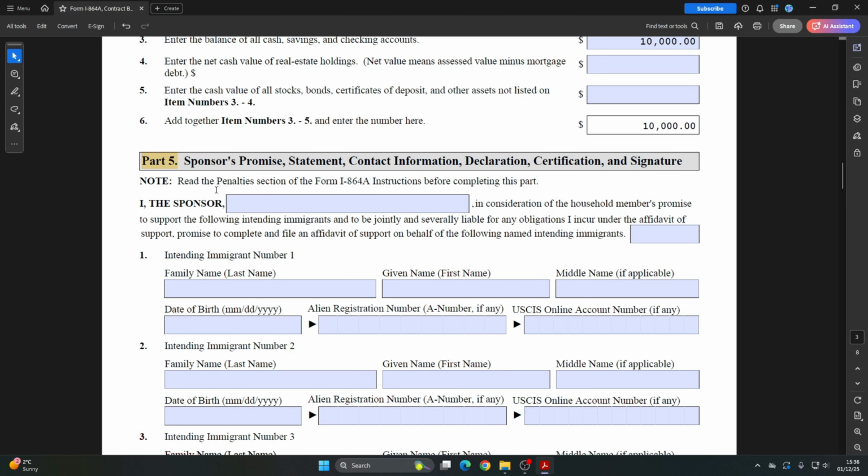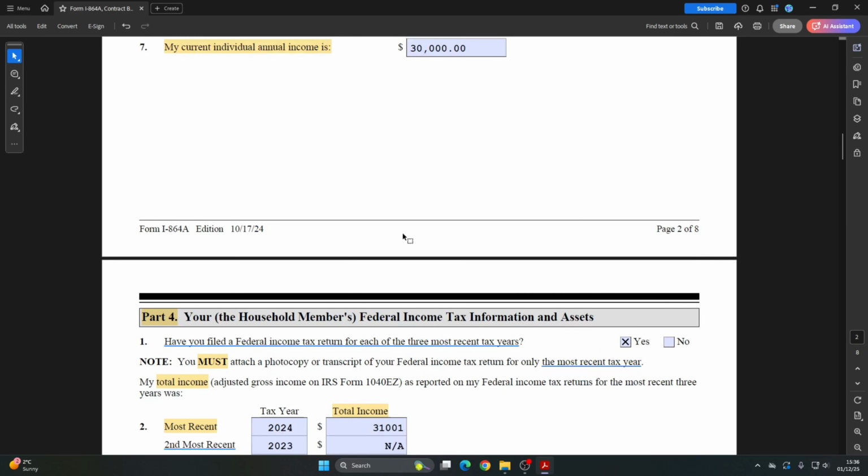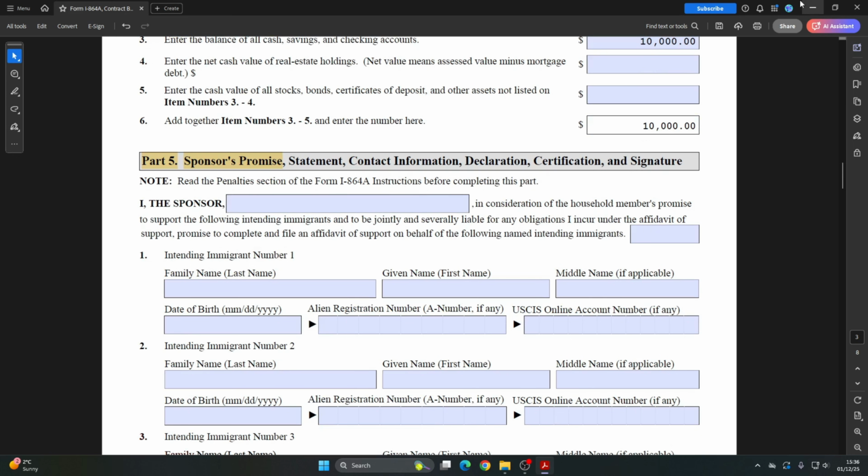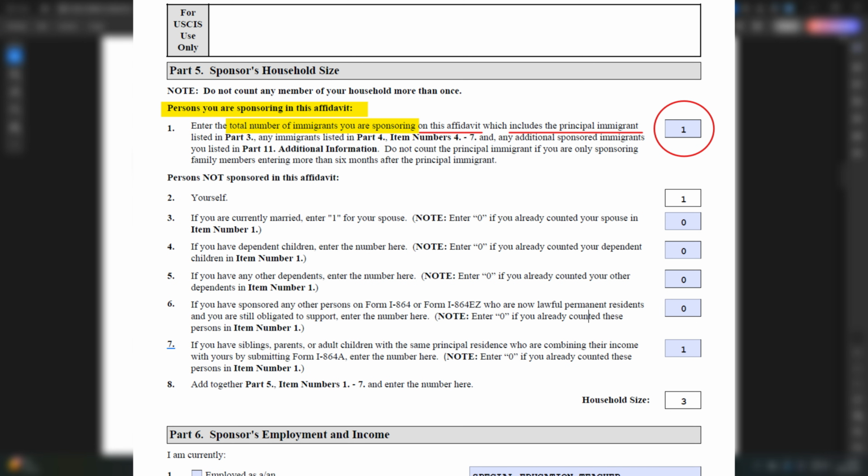But do not confuse these 2 parts because you were filling out this form as a household member. However, part 5 is the sponsor's promise. So the person who completed the form I-864. So provide the sponsor's name here and then type in the number of immigrants that you are sponsoring in this affidavit. So for the number of immigrants, you want to make sure that you are typing in the number of people that are listed in the sponsor's affidavit of support.